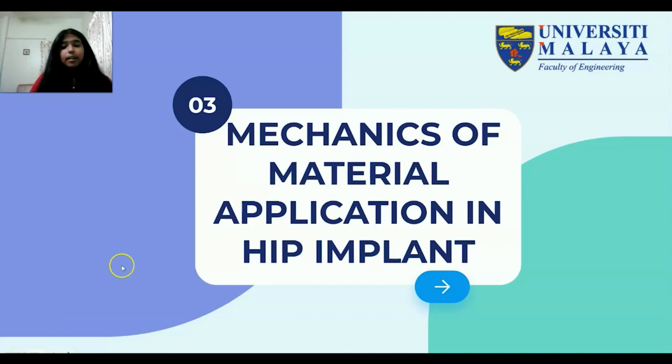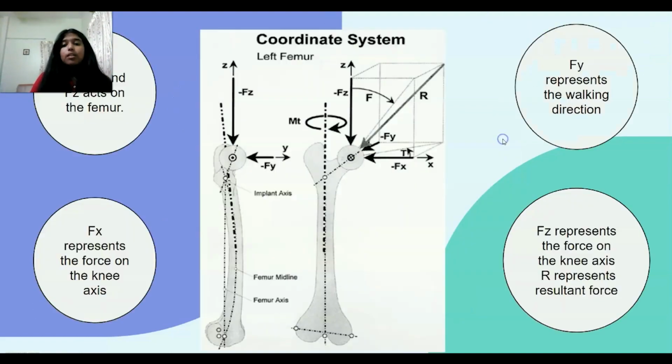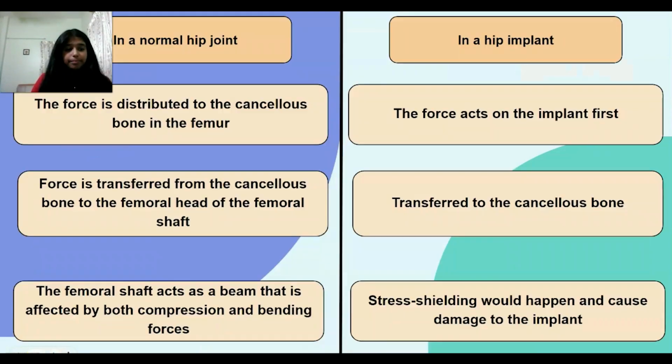My name is Sushmita and I'll be talking about the mechanics of material application in hip implant. So this is a femur bone. You can see there are three types of force which act on the femur, which are Fx, Fy and Fz. Fx represents the force on the knee axis, while Fy represents the working direction and Fz represents the force on the knee axis. Fz is considered the load of the human body, which is the weight of the body, and R is the resultant force.